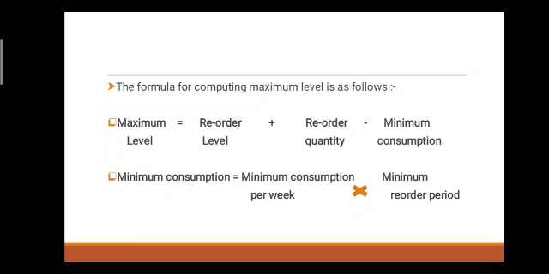The formula for computing maximum level is as follows. Maximum level is equal to reorder level plus reorder quantity minus minimum consumption. Minimum consumption is equal to minimum consumption per week into minimum reorder period.